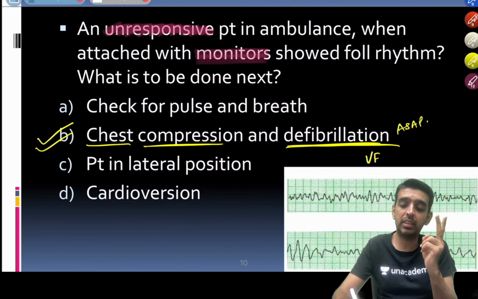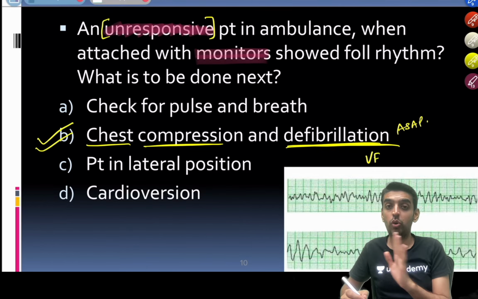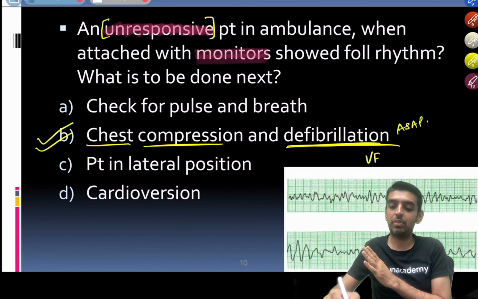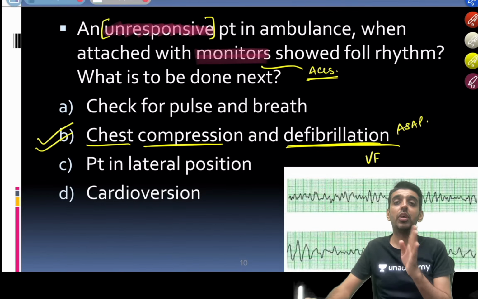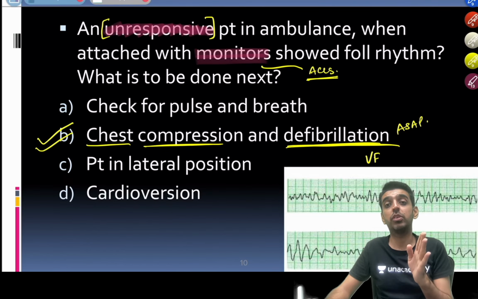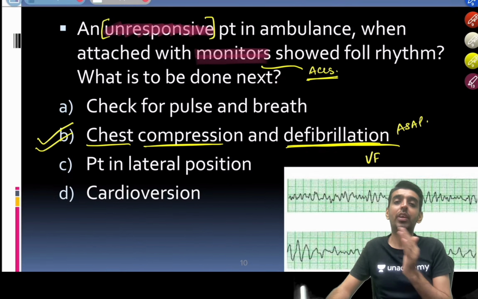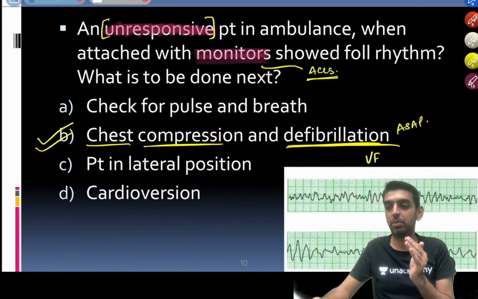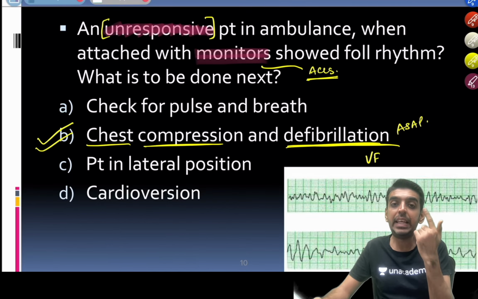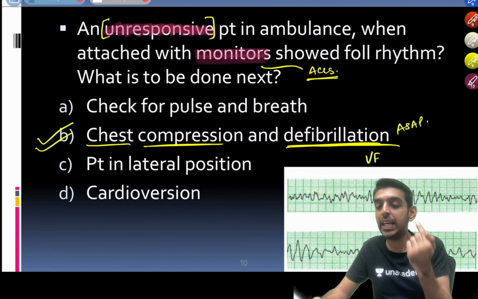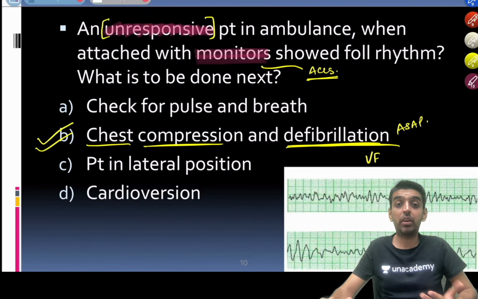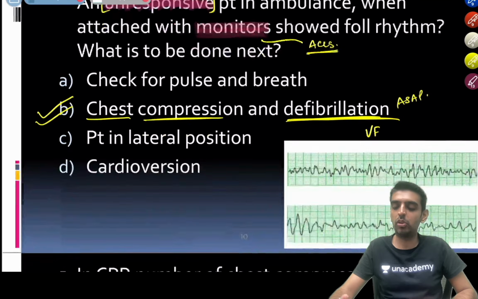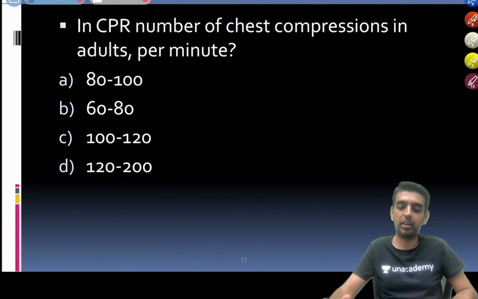There are two important takeaways here. One, the patient was unresponsive, pulse was not felt, monitors were attached. When monitors are attached, it becomes ACLS protocol, right? So in ACLS, you deliver shock as soon as possible. In BLS as well, you try and deliver the shock as soon as possible, right? But we have AED there. In BLS, we have AED. All right. So why not cardioversion? Why not other answers? We will look when we solve some more questions on CPR, right?